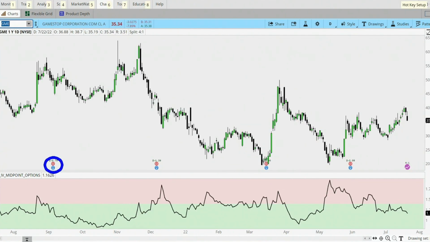GameStop, after earnings, downward channel into this wedge formation, low implied volatility, perfect place to buy some calls. Price action goes up, and so does implied volatility, making you some money on GameStop.